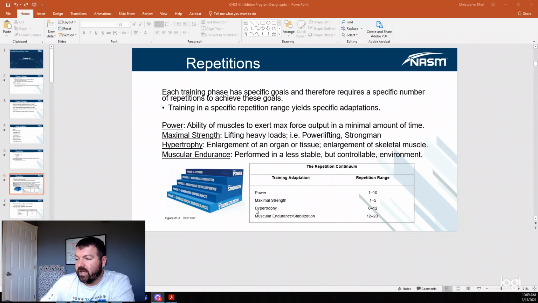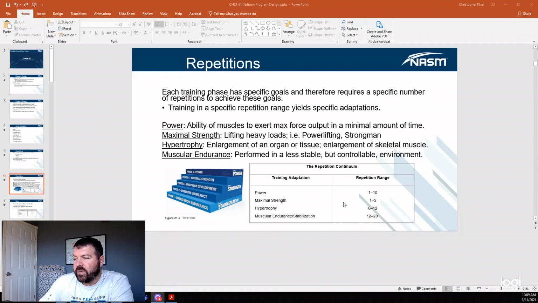Okay. Next one would be hypertrophy, which is enlargement of that organ or tissue. In this case, we're really referring to enlargement of the skeletal muscle. So the rep range is going to be between 6 to 12. And hypertrophy is going to be more of the muscular development in here. Okay. Phase 3.